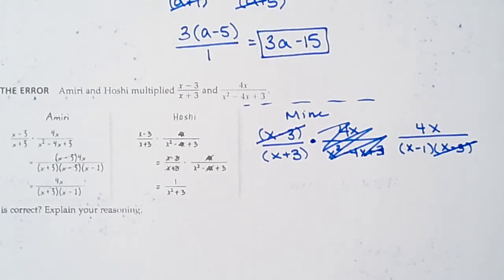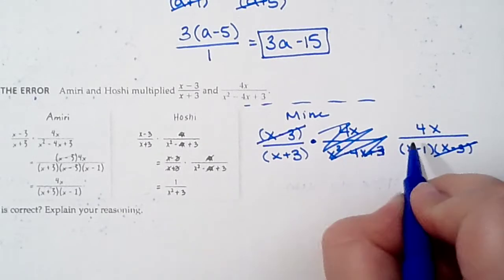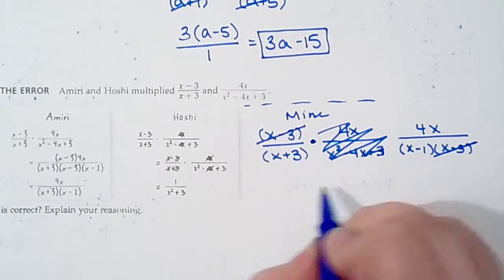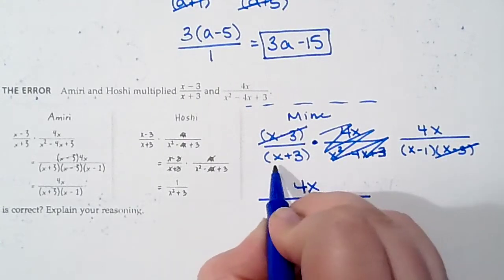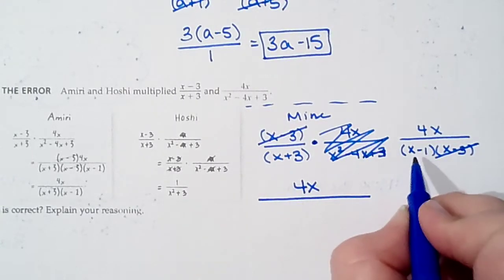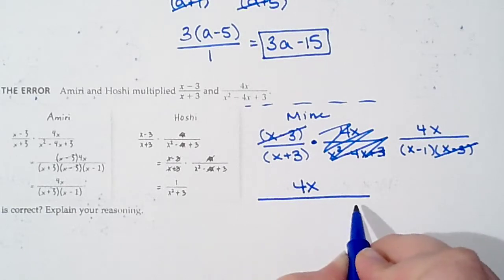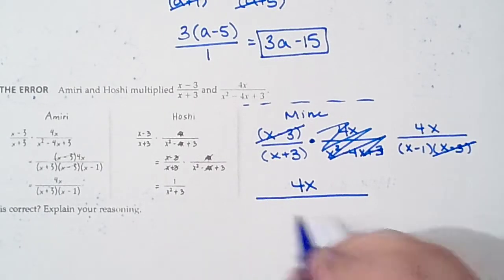There's nothing else that I can cross reduce, so I'm going to bring it back. The only thing left on top is 4x. The only thing left on bottom is this x plus 3 and this x minus 1. I could put them separately down here, or I could FOIL it out to give a final answer.